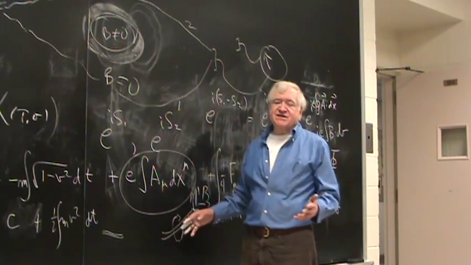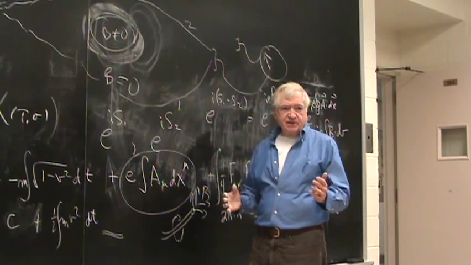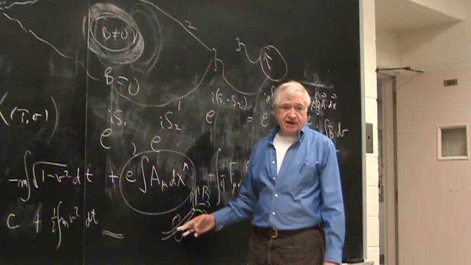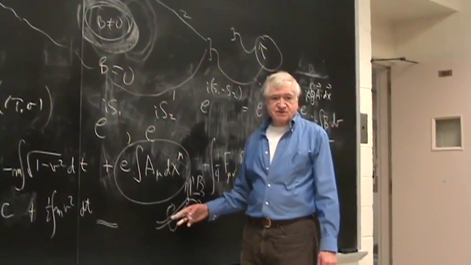You could never tell that the solenoid was there. And this was, in fact, Dirac's original argument. This thing is effectively a Dirac string.